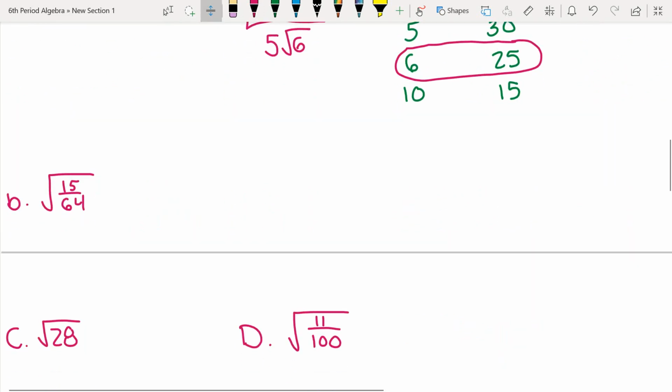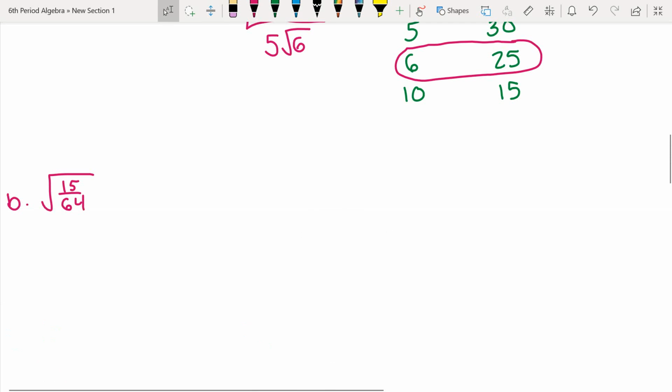Let's try B. B is a little bit easier. Well, way easier. For B, I see we have a square root of a fraction. So I can't do much yet with a square root of fractions. What I could try to do is simplify the fraction inside the square root house. And looking at this, I know I can't. So I cannot simplify the fraction inside.